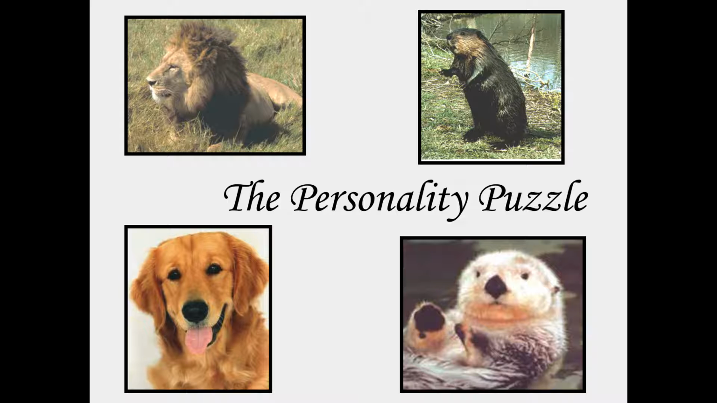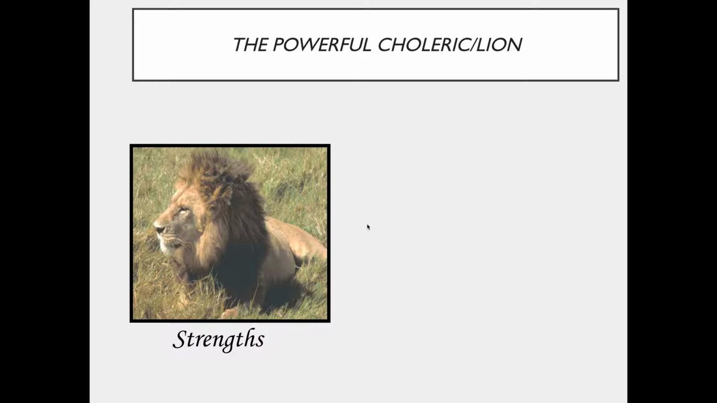So if you happen to be a powerful choleric, then you will be known as a lion. If you were a phlegmatic, you were a golden retriever. If you were a powerful sanguine, then you were a beaver. If you were a sanguine, you were an otter. If you were a melancholy, you were a beaver. So, the perfect choleric, or the lion.